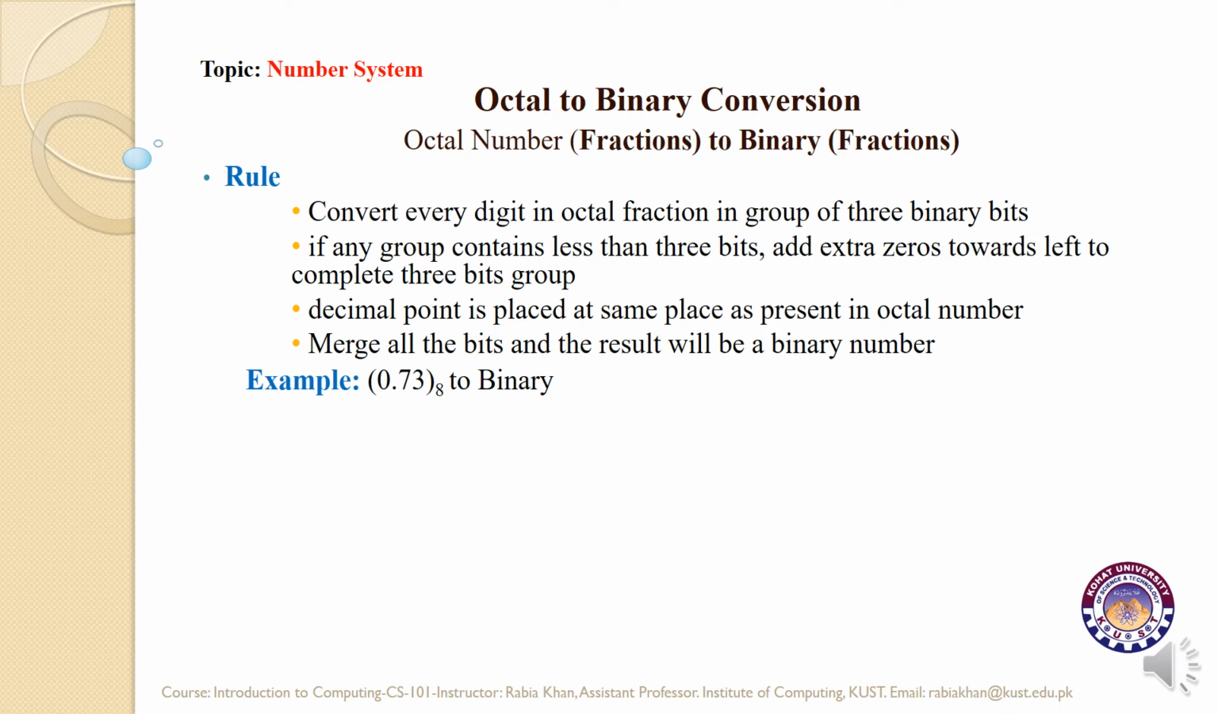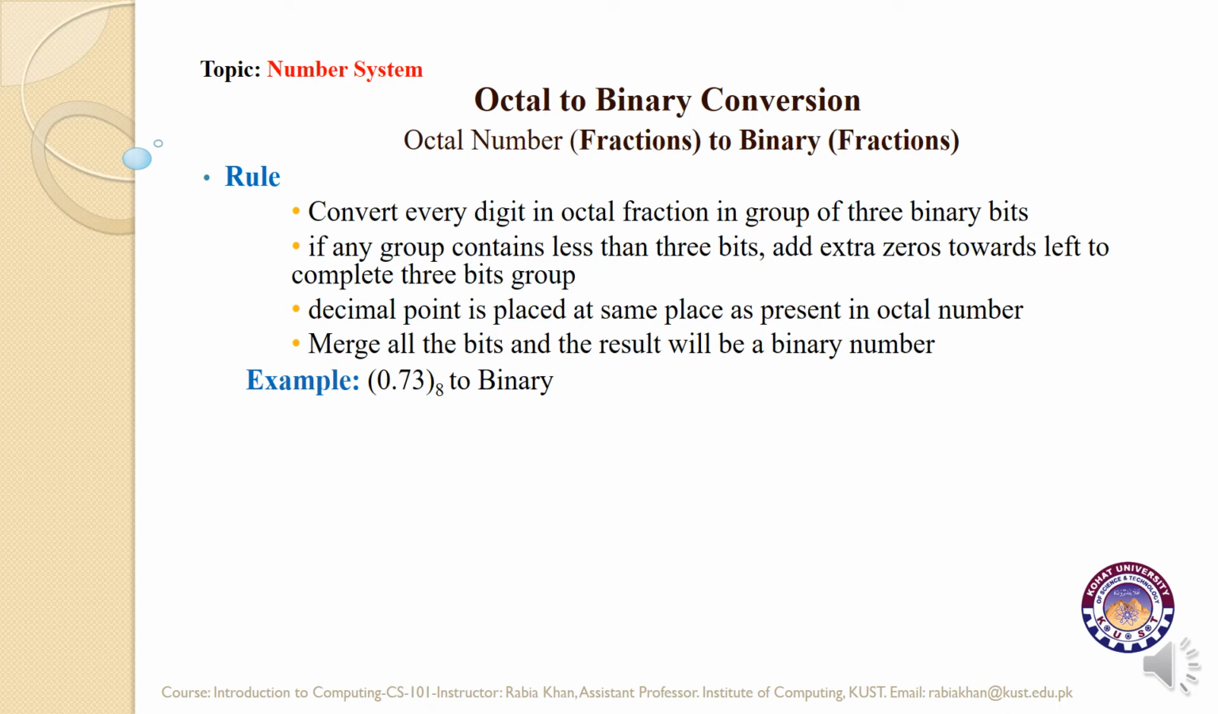Now if you are given an octal number with a fractional part, how will you convert it to a binary fraction? Again we are going to follow both techniques, the direct method and the indirect method. In the indirect method, as you know, we have to multiply the fractional part successively by 2, and for the direct method we have to split every digit within the fractional part in groups of 3, the way we have done it for the integer part.